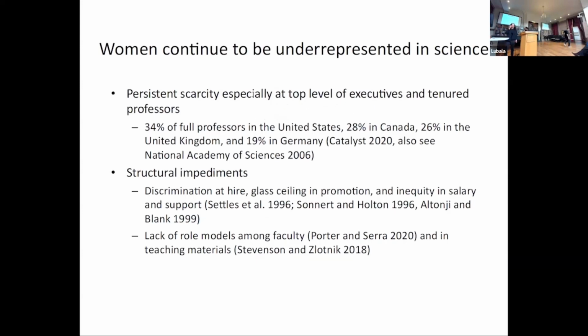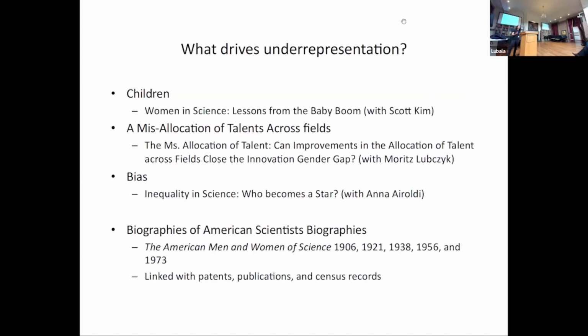Okay. So I'll start with why we should care about this, which I probably don't need to tell you here. Women continue to be severely underrepresented in academia and academic science, especially at top levels. I will show you data for both overall science and economics. That could be due to a bunch of structural impediments, a lack of role models, or children.